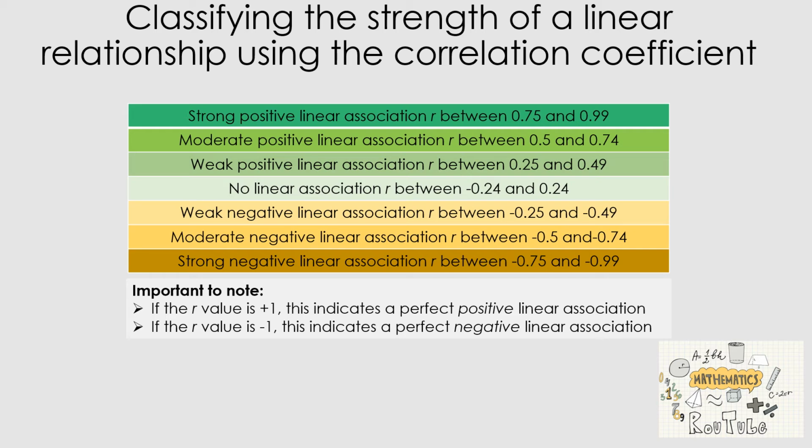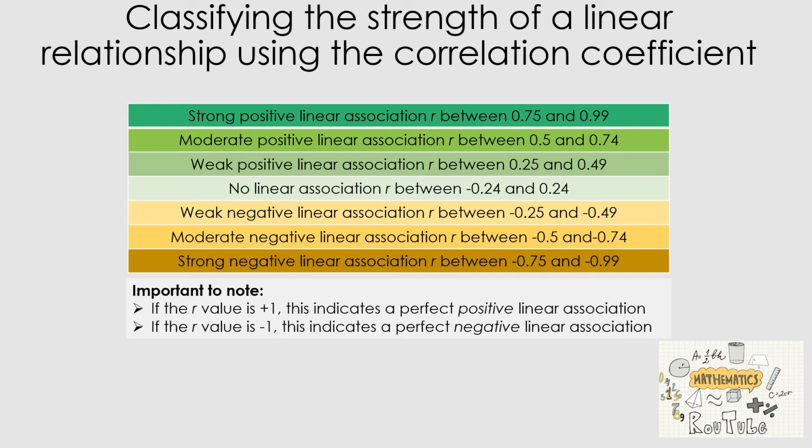And you can just make your way down throughout the table. So we'll go to that white one there right in the middle. If the R value is between negative 0.24 and positive 0.24, then there's actually no linear association between the two variables. Like we said before, that R value is just a measure of the strength between the RV and the EV, the response variable and the explanatory variable. So once again, it is a measure of the strength between the two variables.